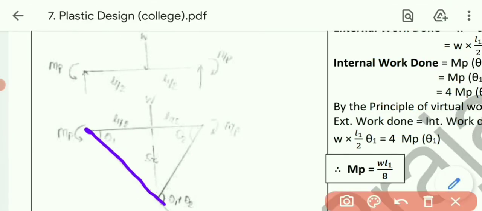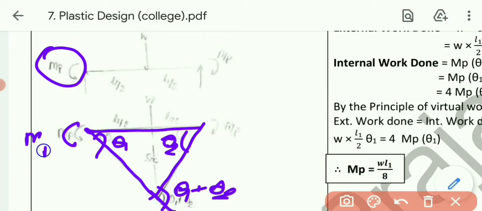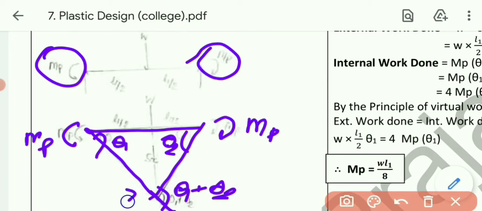See, this one is theta 1, this one is theta 2, while this one is theta 1 plus theta 2. Because of the left hand side fixed support, MP will be there. Because of the right hand side fixed support, MP will also be there. And at the center also a moment will be there, like this.